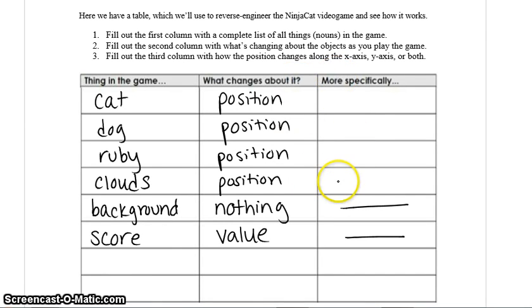So hopefully you noticed that the clouds were only moving to the left. So the clouds only moved in the X direction. Same thing with the ruby and the dog. The ruby and the dog were only moving to the left. They only had movement in the X direction. Whereas the cat not only moved in the X direction, left and right, when I hit the left and right arrows, but he also moved up when I hit the up arrow, and then of course gravity brings him back down to the ground, and that is considered movement in the Y direction. So these are the things in the game, and this is how they work. This is what's changing about them. This is the background information that you need to know to be able to create a video game.